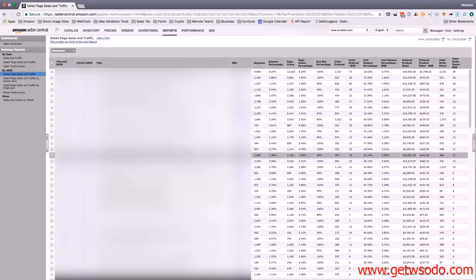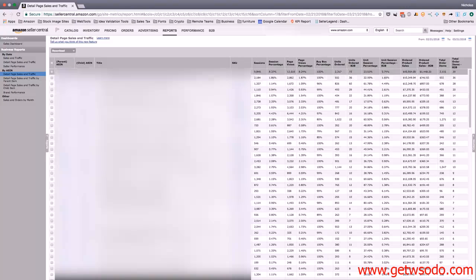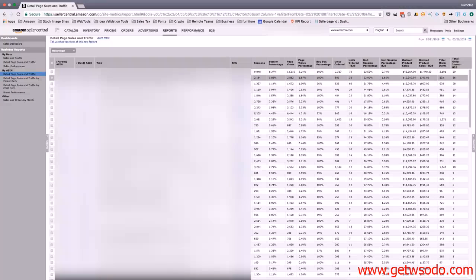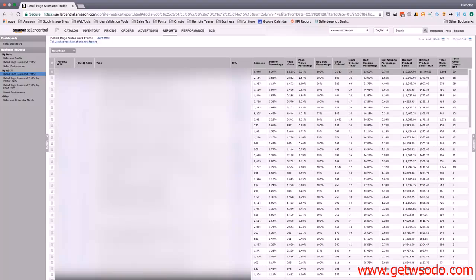So in this report, you can actually filter by specific dates. Every single one of these lines represents a specific SKU or ASIN or listing page. And remember, I talked about how every single one of these listings should be seen as its own web page, right? We're trying to track sessions, we're trying to track conversions, and we want to use that data to inform us as to where we could potentially improve.